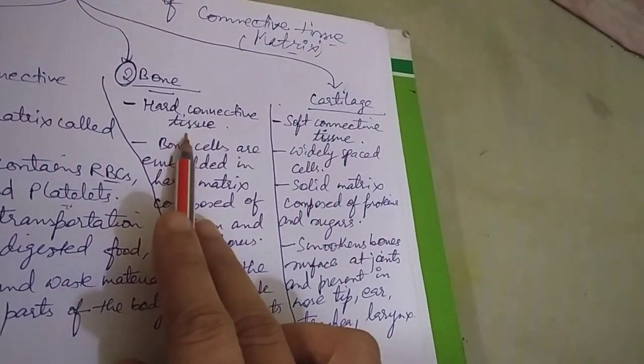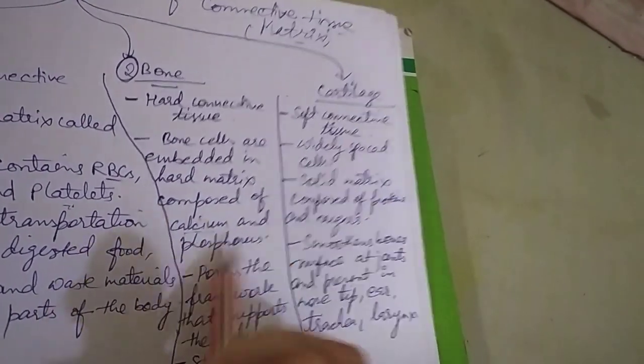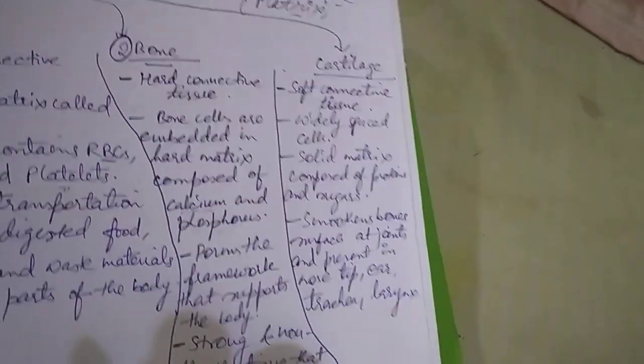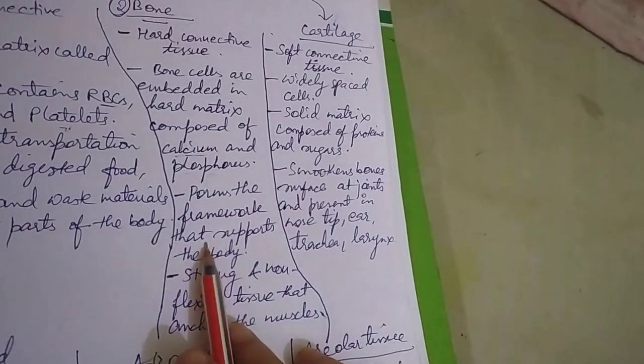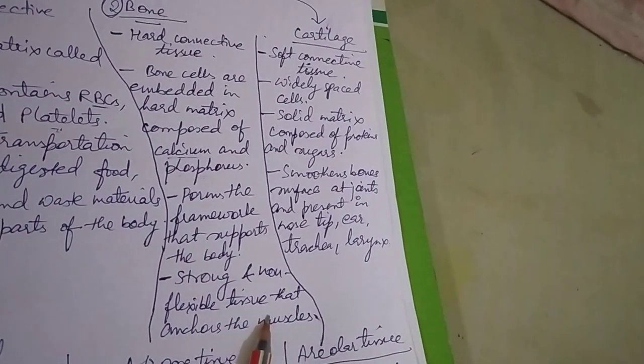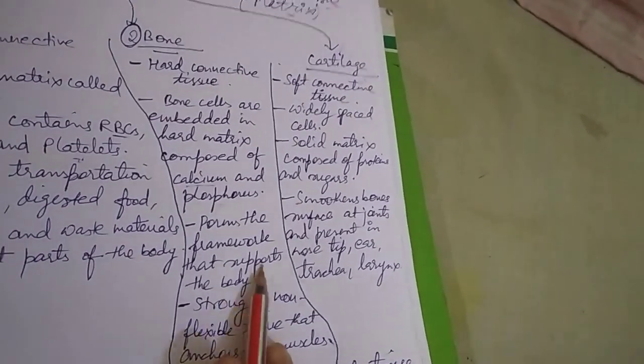Why is the matrix hard? Because it is made up of calcium and phosphorus. That's why the matrix is very hard, and that's why the bone is also hard. It forms the framework that supports the body. Just before, I told you that connective tissue supports. Now you will understand how it supports.